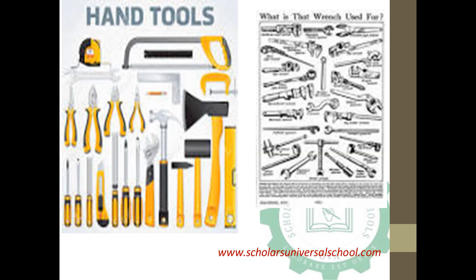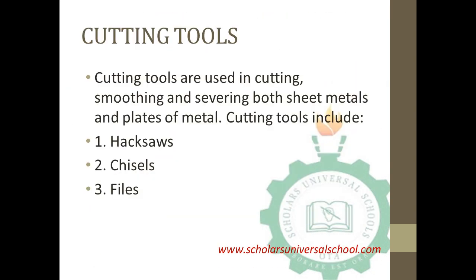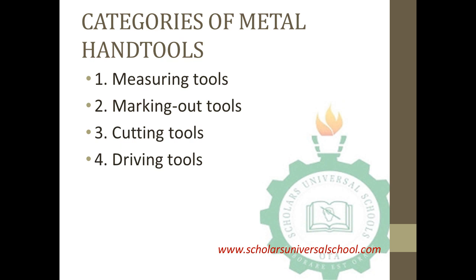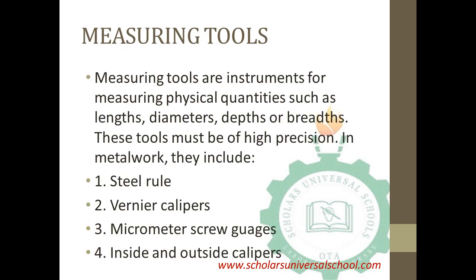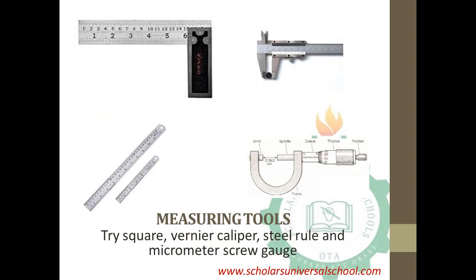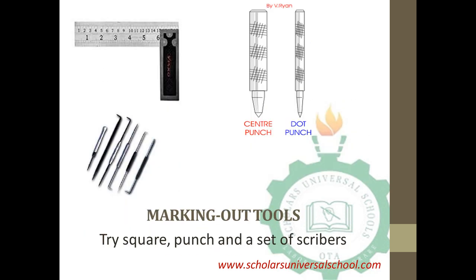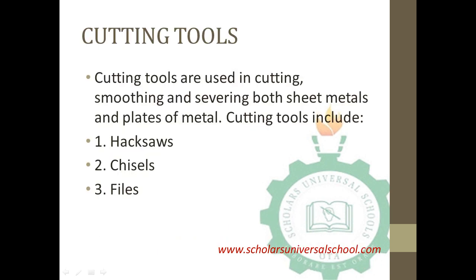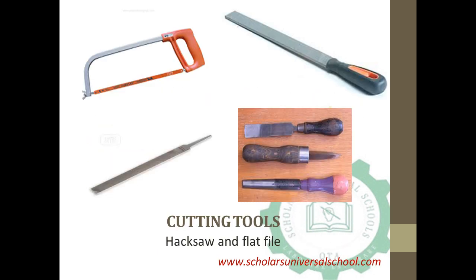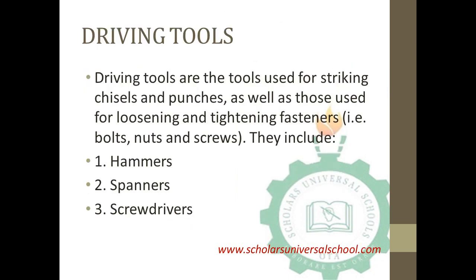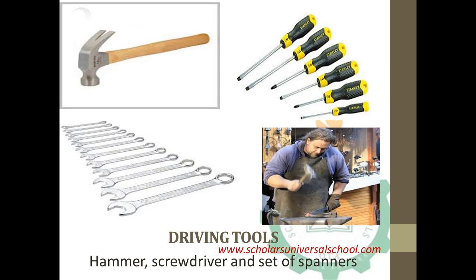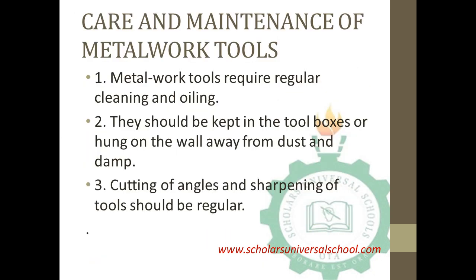That is that on today's topic, uses and care of metalwork and tools. In summary, we mentioned the categories of metal hand tools we have, which are the measuring tools, the marking out tools, cutting tools, and driving tools. Under the measuring tools, we have the steel rule, vernier calipers, micrometer screw gauge. Under the marking out tools, we have the tri-square, the set of scribers, and the punches. Under the cutting tools, we have hacksaw, chisels, files, and so on. And under the driving tools, we have hammer, screwdrivers, spanners, and so on.